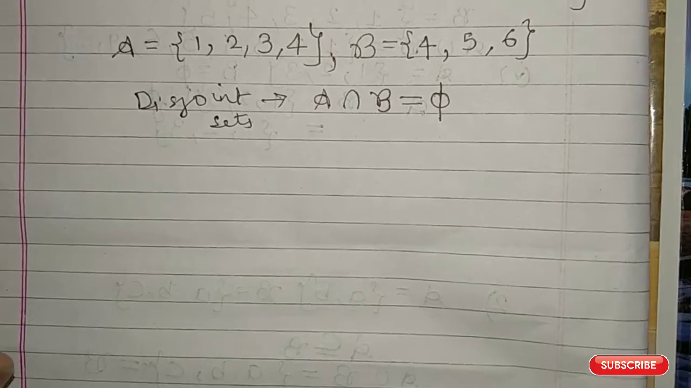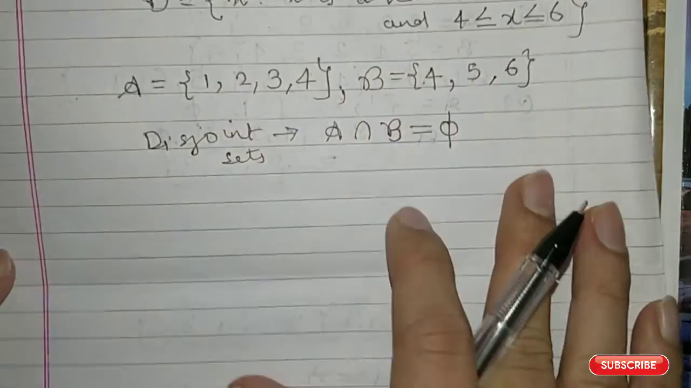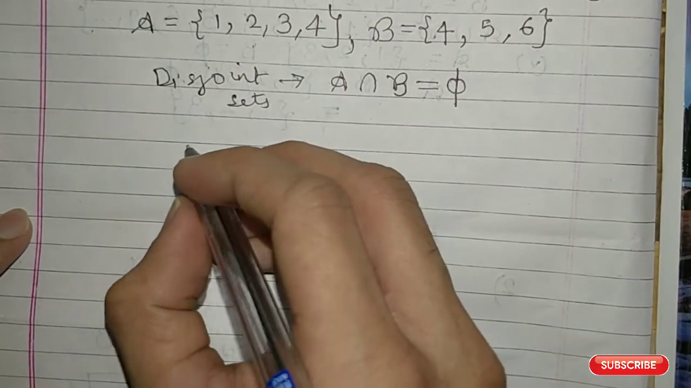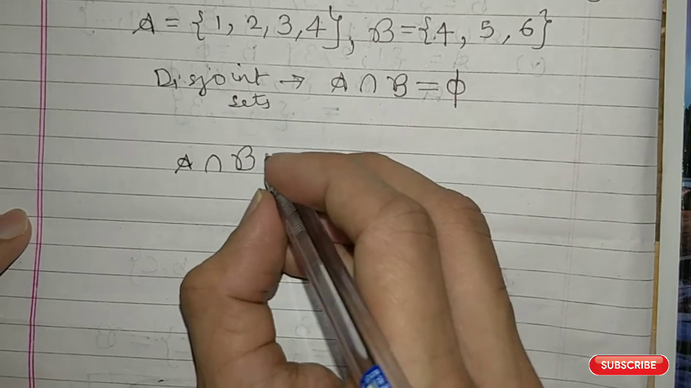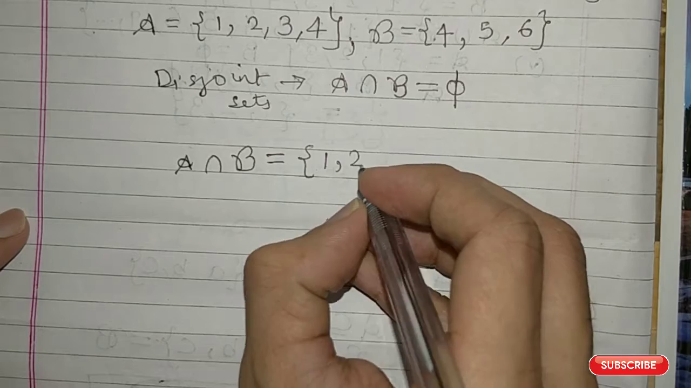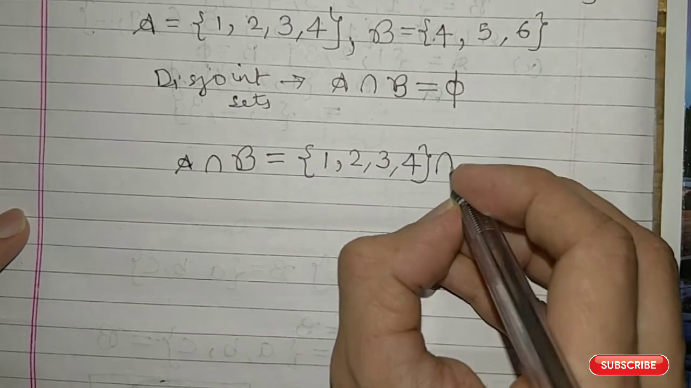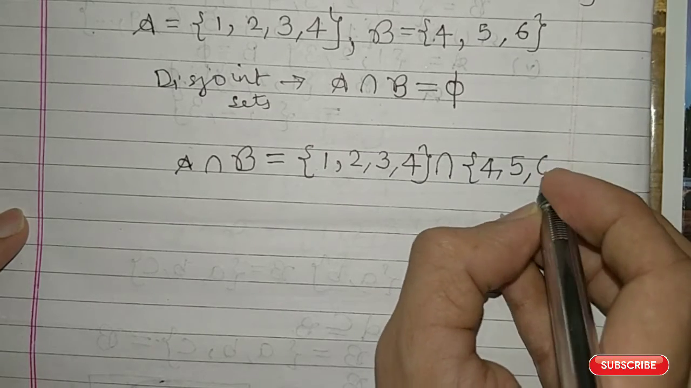Now we were doing the first problem. So the first problem here is this. You have to check now the A intersection B. So the A intersection B will be nothing but the set 1, 2, 3, 4 intersection with the set 4, 5, 6.